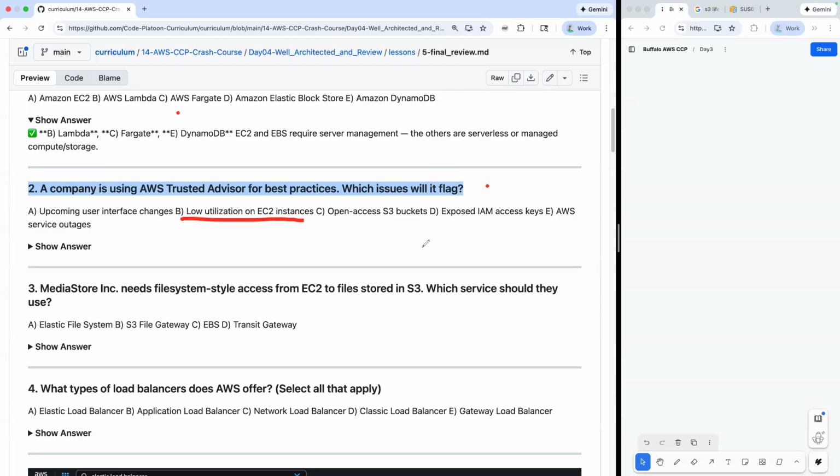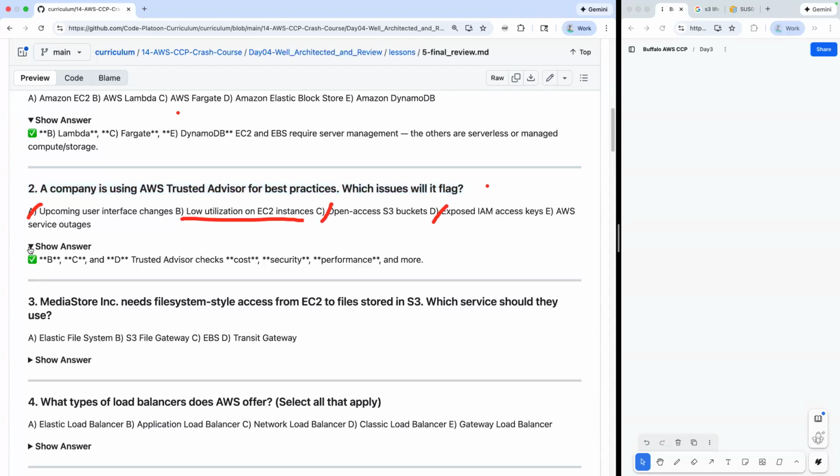A doesn't really fit with what we learned on that already. The open access S3 buckets sounds more like something security side. And the exposed IAM access keys seems more of an authentication side. And then AWS service outages. I think that Trusted Advisor is more for efficiency, so I would take that one out as well. I go with B. And I hope I'm right that it's just one correct answer here.